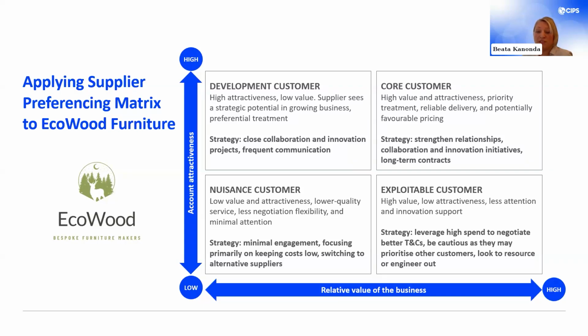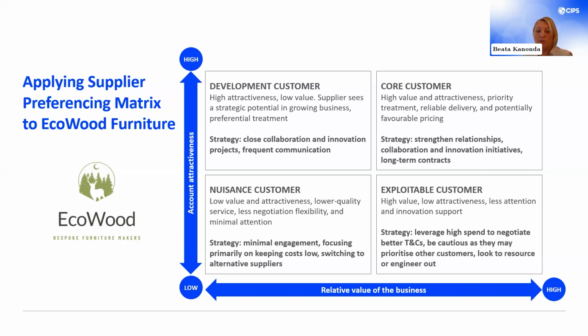EcoWood's high spend generates revenue, but the supplier may see the relationship as one of convenience rather than importance. So what strategies should EcoWood pursue with those suppliers? EcoWood should use a significant purchasing volume to negotiate better terms, including lower pricing, faster delivery, or improved service levels. But since it's profitable for the supplier, EcoWood still has the negotiating power to push for better value.